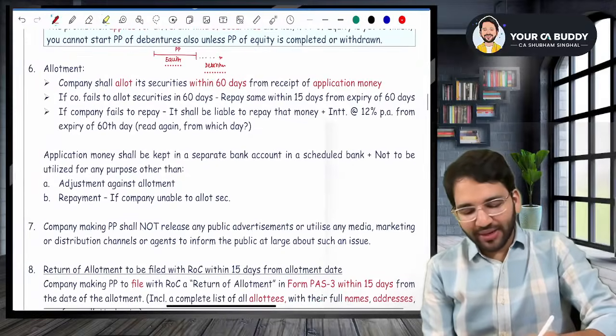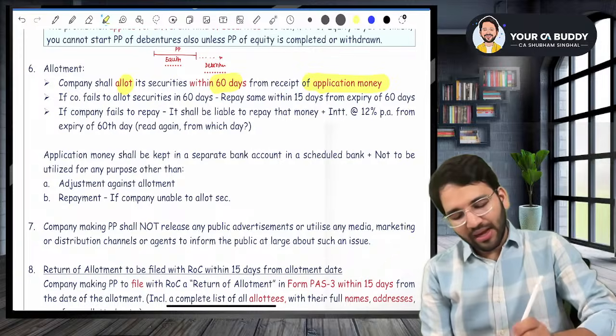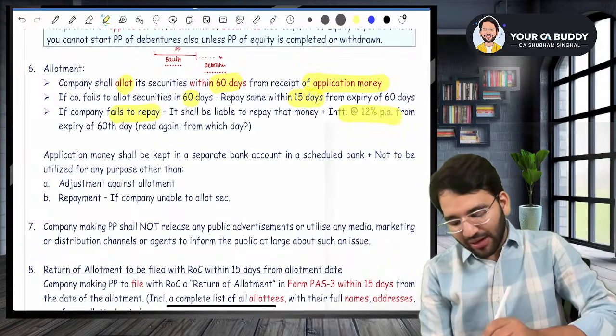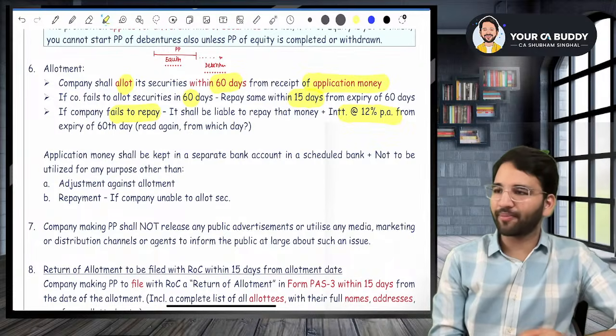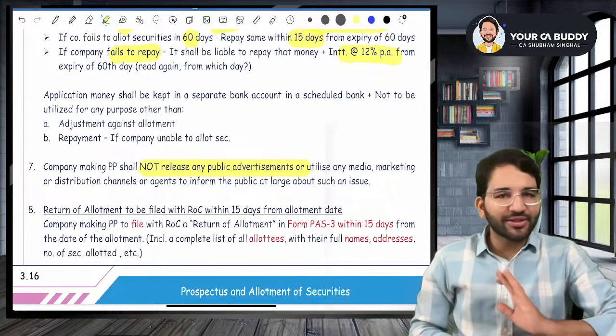Okay. Then what after that, sir? After receiving the application money, within 60 days, you go for allotment. If you fail to do the allotment, you go for refund within 15 days. If you fail to repay, then you'll have to pay interest at the rate of 12% per annum. Okay, you cannot make any sort of public advertisement, strictly prohibited.